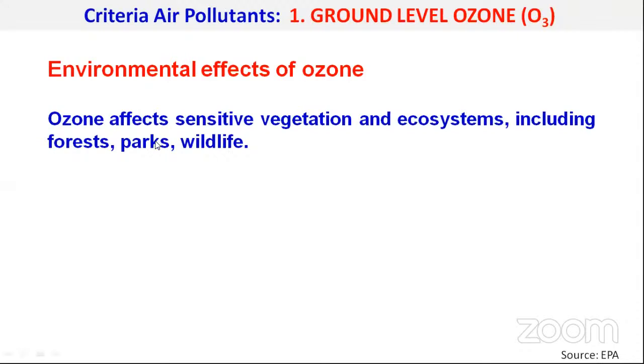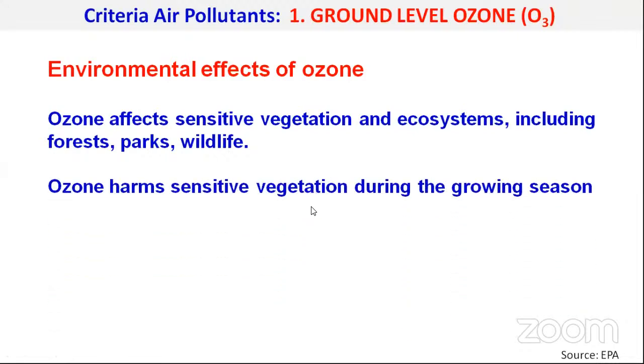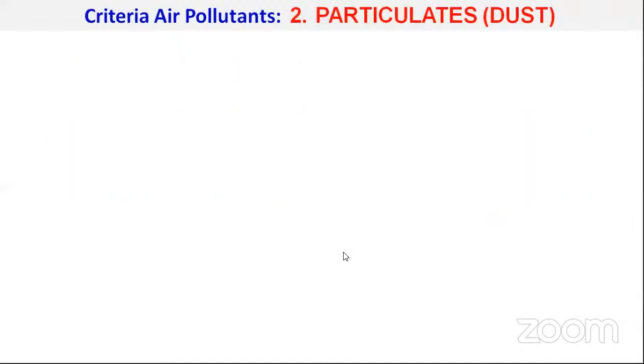It destroys the aesthetic beauty of parks because it is a burning agent, you should understand. It also has a bad effect on wildlife. When it affects human life, naturally it also has a bad effect on wildlife. So on an environmental scale, it is bad. Ground level ozone is very, very bad. Ground level ozone harms sensitive vegetation during the growing season, cutting the yield. So from the environmental portion also, the ground level pollutant is dangerous.